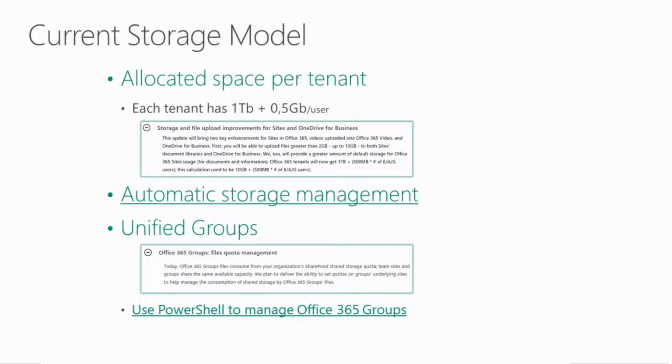This is a link of the blog post which announces this, and it has a lot more information on how this works. Another thing that was introduced was the unified groups. There are a few issues caused because these groups will consume from the shared storage quota. This is something that the product group is currently trying to change and trying to get a better way for us to manage, and for consumers to manage, how storage is allocated for groups. And there are some PowerShell commands that you can use to set the limit on how much storage a group can use. This is also a link for an article that will be shared as well.